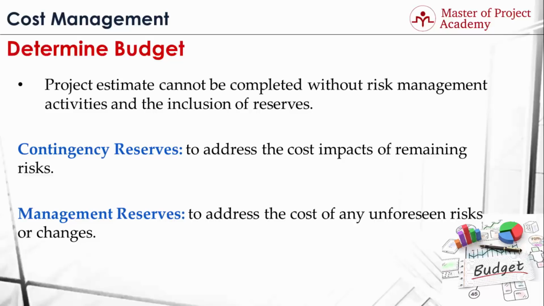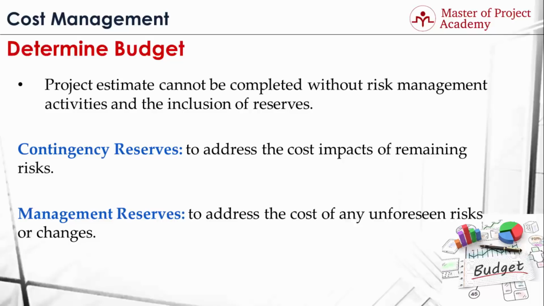For these kinds of unforeseen risks or changes, the management team of the company plans an additional budget on top of the project cost. For instance, if the project budget is $10 million for a construction project, the management team of the company might plan a 5% management reserve for this project. This means they reserve an additional $500,000 budget for any unforeseen risks that might occur in the project.